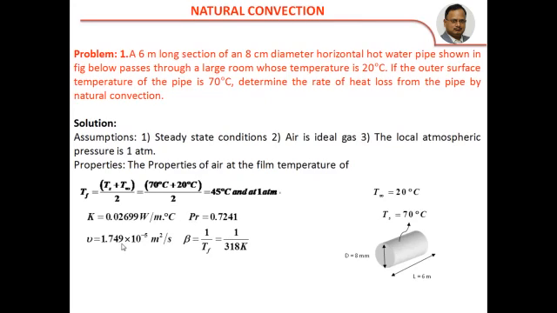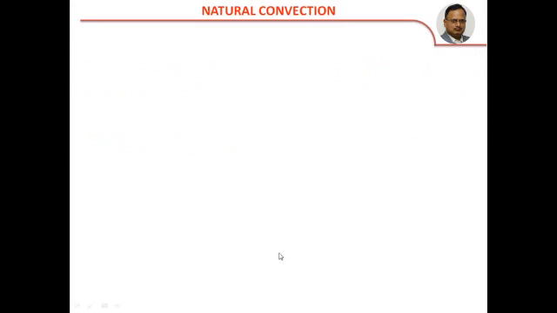Thermal conductivity, Prandtl number, nu, etc. are taken, and beta is 1 by Tf because air is treated as an ideal gas. The coefficient of volume expansion is 1 by film temperature in Kelvin. So it is 273 plus 45, 318 in Kelvin.